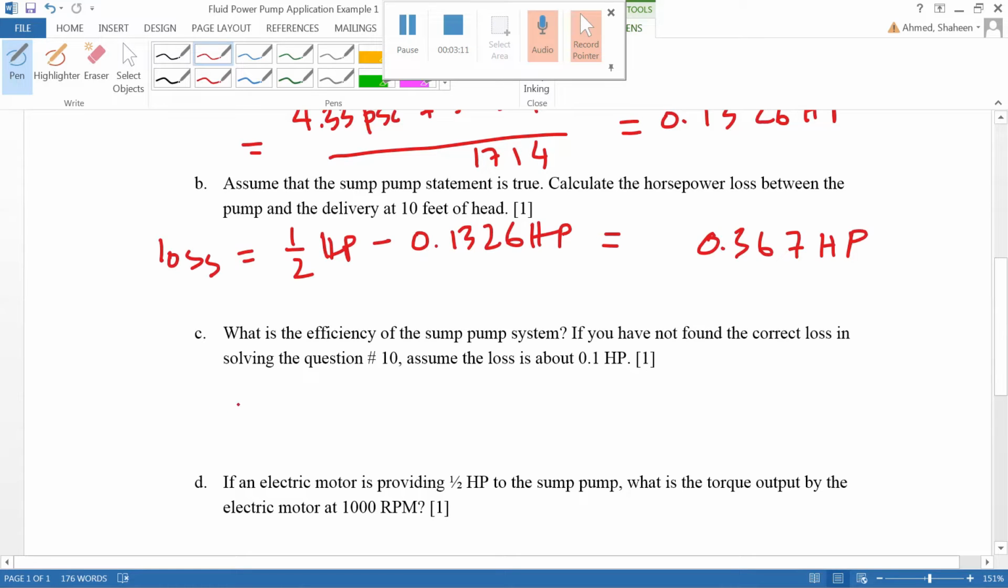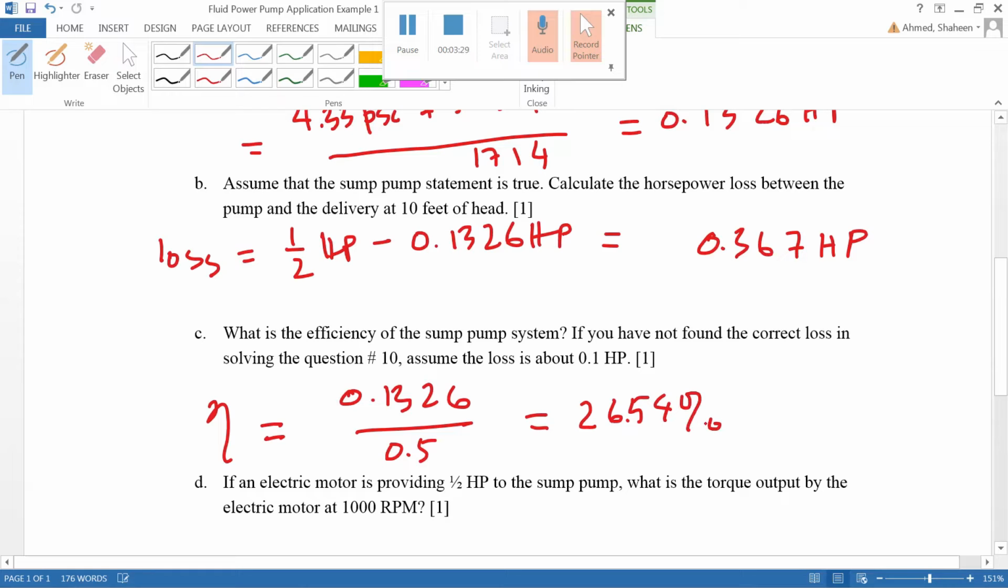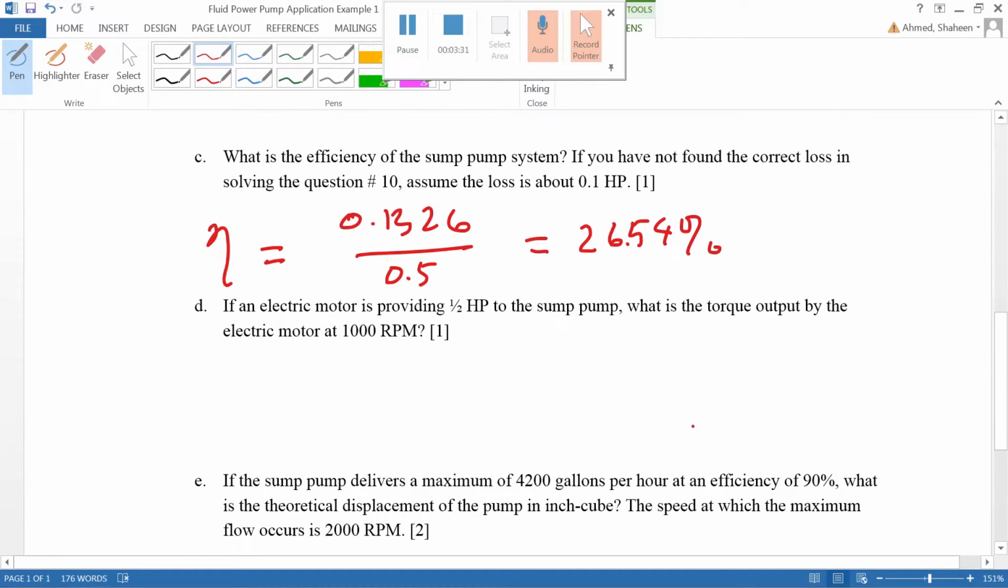Now it says find the efficiency. We calculate the efficiency of this pump. It's going to be the output power divided by the total, so that's about only 26.54%. I don't know what's going on with this pump, but that's what I got according to their information. The next question is asking, if an electric motor is providing half horsepower to the sump pump, maybe they are stating the electric motor pump. Let's calculate that.